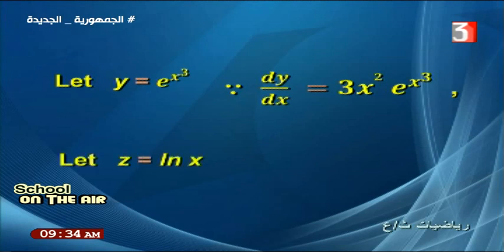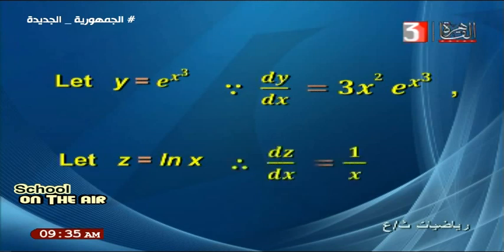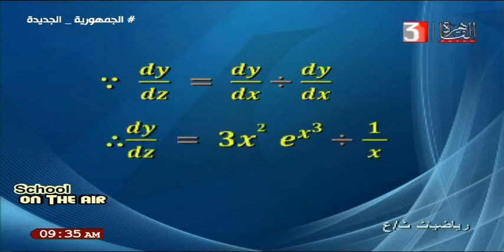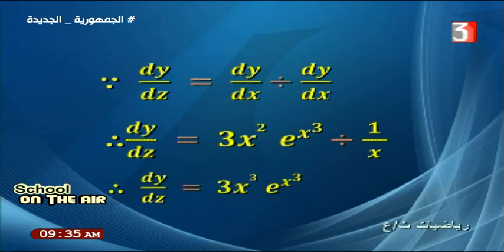And let z equals ln x. Then dz/dx, the derivative of the function ln x, equals 1 over x. Now we want dy/dz, which equals dy/dx divided by dz/dx, by parametric differentiation. Then dy/dz equals 3x power 2 e power x power 3 divided by 1 over x. 3x power 2 divided by 1 over x equals 3x power 3. Then dy/dz equals 3x power 3 multiplied by e power x power 3.